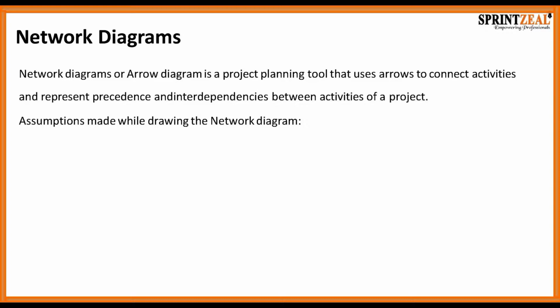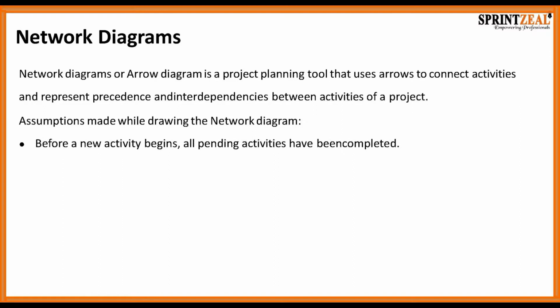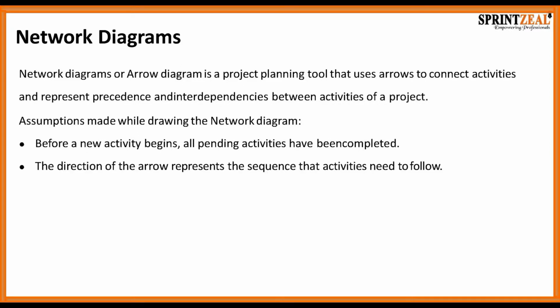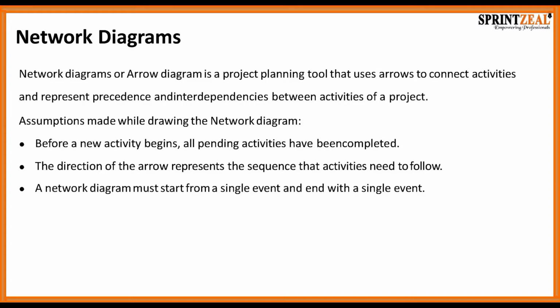Now, a network diagram or an arrow diagram is a project planning tool that uses arrows to connect activities and represents precedence and interdependencies between activities of a project. Now, there are some assumptions that are made when we draw a network diagram. The first one is before a new activity begins, all pending activities must be completed. The direction of the arrow that represents the sequence of activities needs to be followed. And a network diagram must start from a single event and end with a single event.